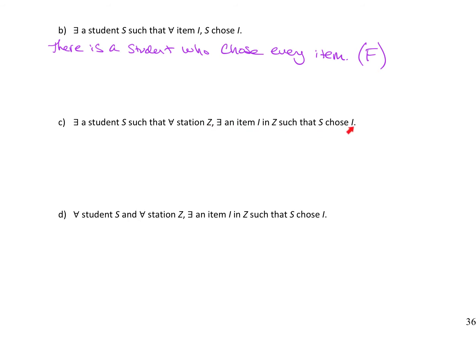So let's just look at the second half here. There exists an item L in Z for all stations. For all stations, there exists an item L in Z such that S chose L. Okay, so we're looking for one particular student, and then the rest says that for every station, there is an item in that station such that the one particular student chose it. So this says that there is a student who took an item from every station.